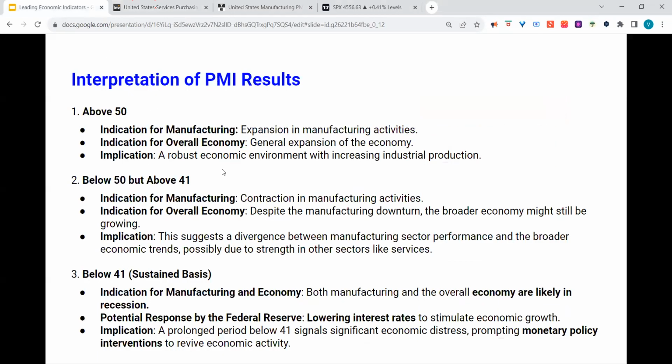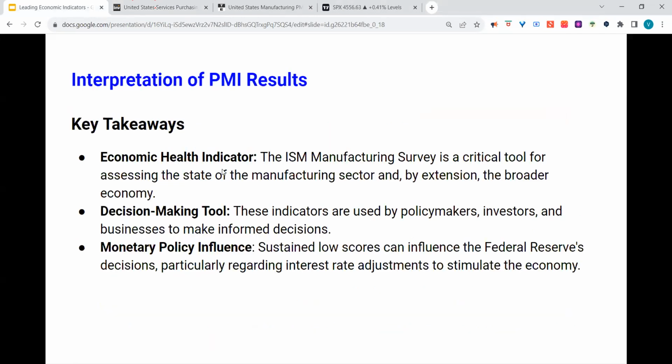So moving on, now we know the broad PMI values and how to interpret them. Let us try to apply them to specific scenarios, right? Just summarizing again the key takeaways. The ISM manufacturing survey, which gives out the PMI report, is critical to assess the health of the economy broadly. We understood the key values, and then looked at decision making.